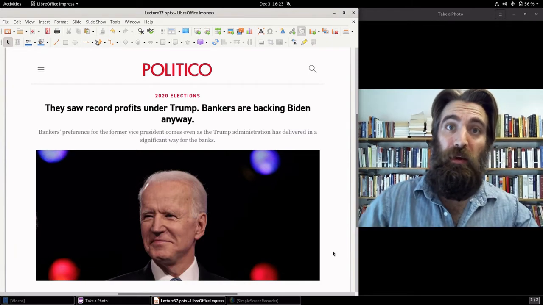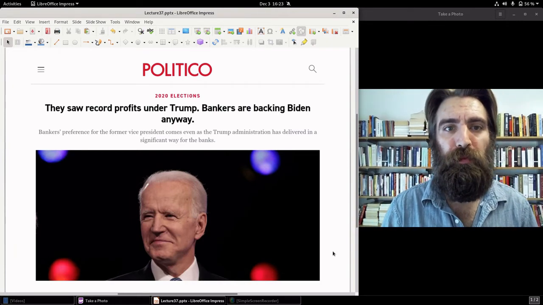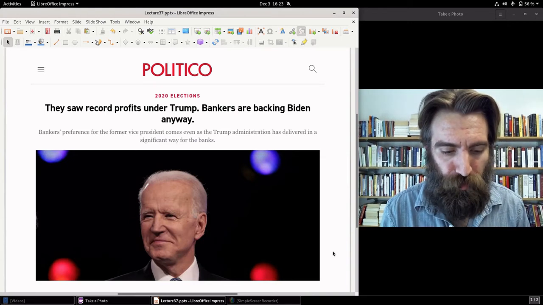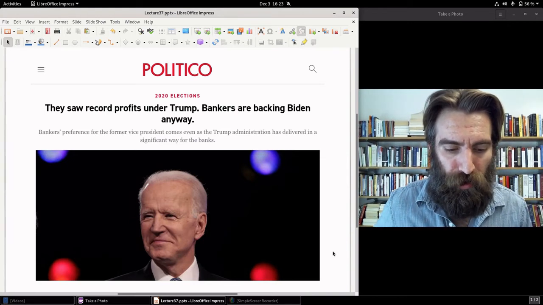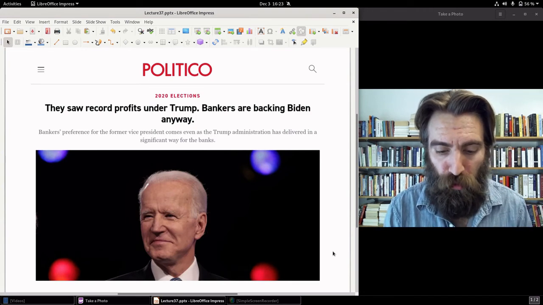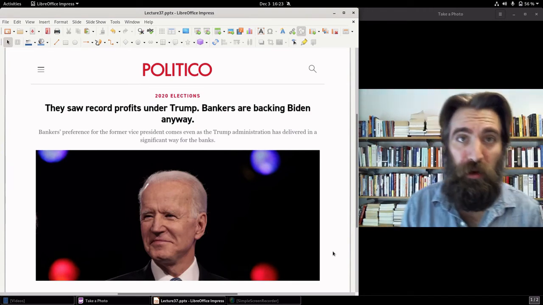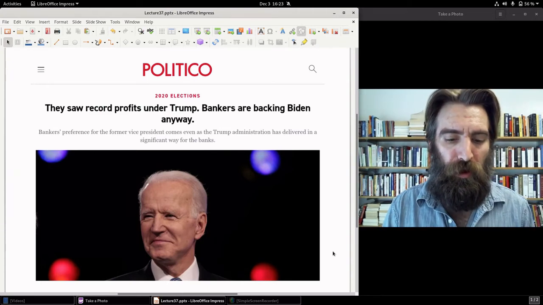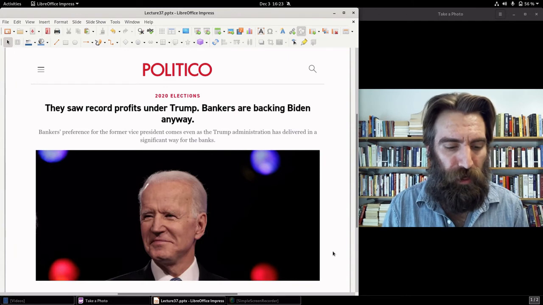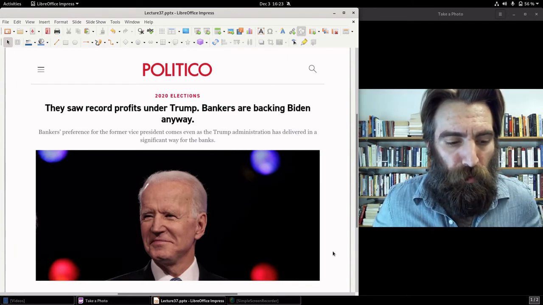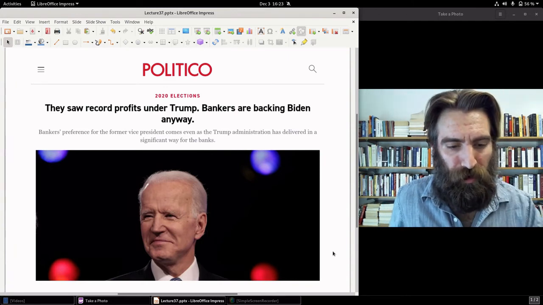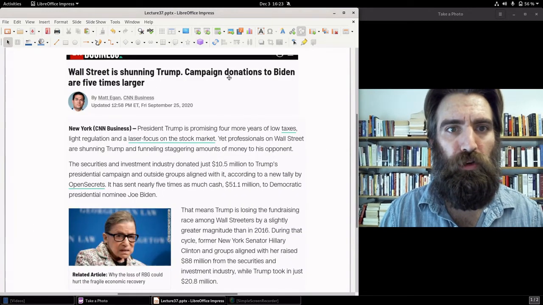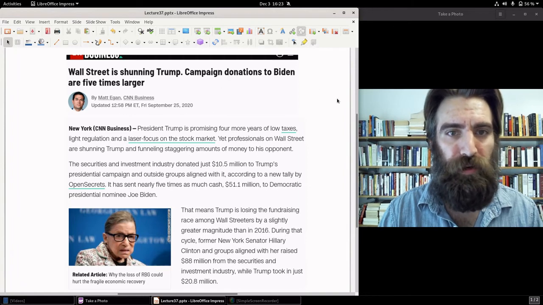Then in the most recent election, the banks pretty overwhelmingly sided with Joe Biden. In fact, Joe Biden received quadruple the amount of donations than Trump from individuals affiliated with the top 8 banks. Biden had a significant fundraising advantage with individuals from JPMorgan Chase, Bank of America, Citigroup, Wells Fargo, Goldman Sachs, and Morgan Stanley. Wall Street is shunning Trump. Campaign donations to Biden are 5 times larger.